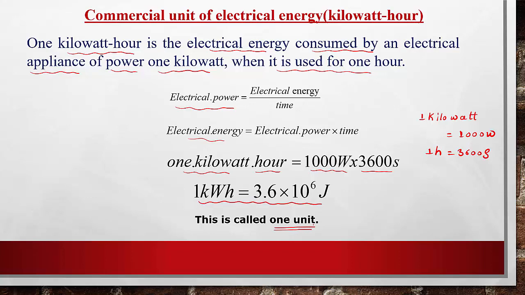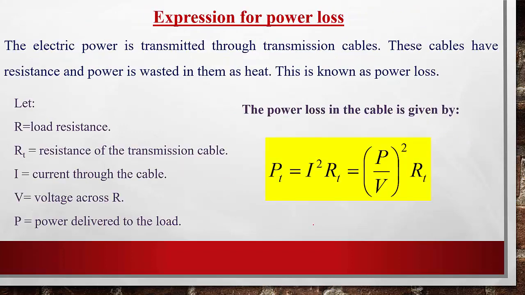You can observe the electrical bill in your houses. The electrical bill is in terms of units: 1 unit, 2 units, 3 units. So 1 unit means 1 kilowatt hour. 1 kilowatt hour equals 3.6 into 10 raised to 6 joules. This is the commercial unit of electrical energy.